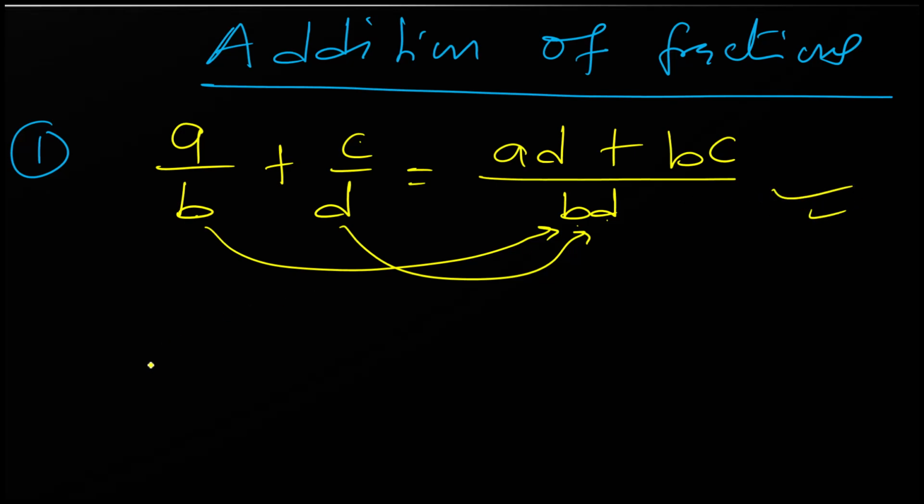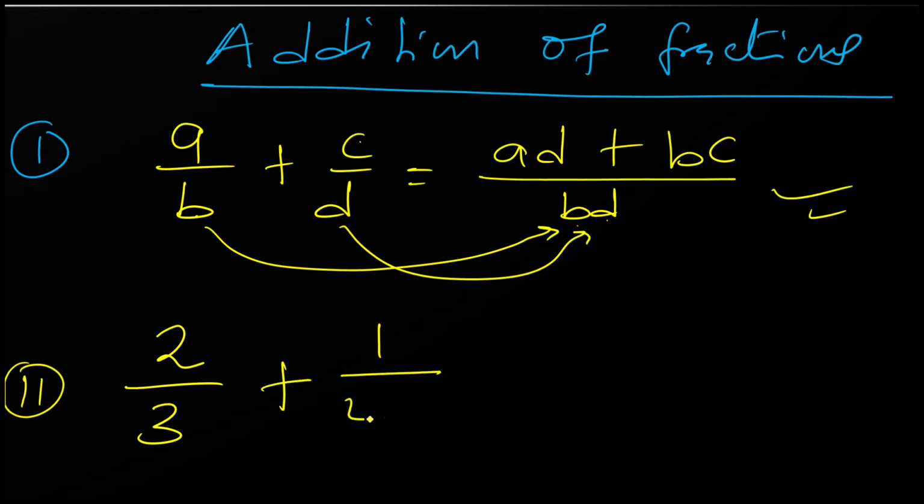Okay. Now, if we are to solve an example, 2 on 3 plus 1 on 4. When you are asked to add this, it's not difficult at all. Because the denominators are not equal, we have to find the LCM. What is the LCM for 3 and 4? 12.